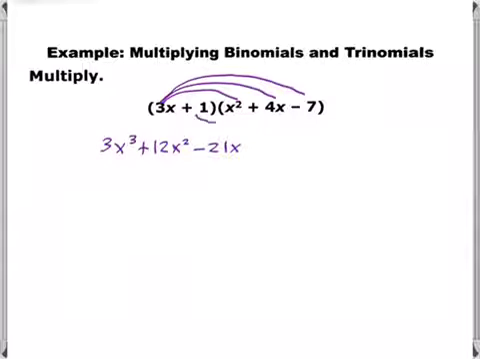Then I go with the 1. 1 times x squared is x squared. 1 times 4x is 4x. And then 1 times negative 7 is negative 7.